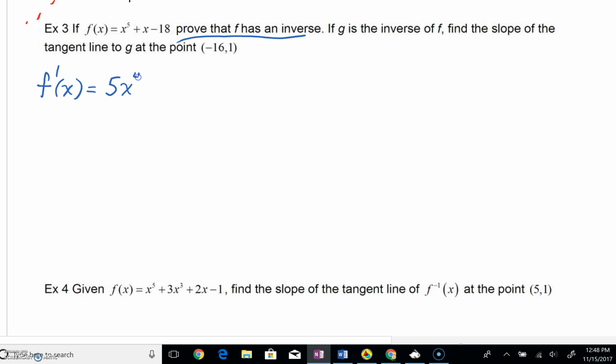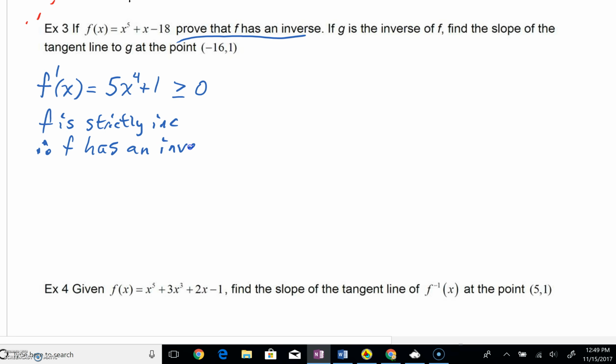5x to the fourth plus 1, which, by the way, has to be greater than or equal to 0. So that means f is strictly increasing. It's always going up. Therefore, f has an inverse.